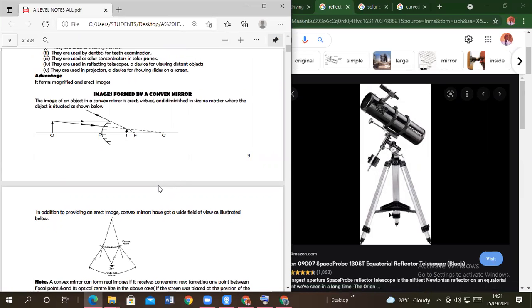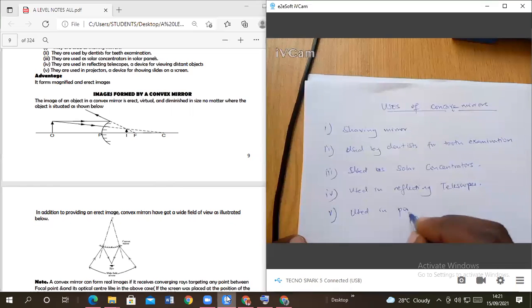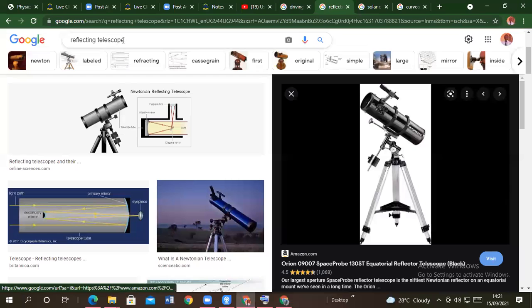Number 5. They are used in projectors. Used in what? Used in projectors. So you may see what I'm writing. Used in projectors. A projector is a device for showing slides on the screen. So I know some of you are just begging, saying, now I wish he shows us what a projector is.